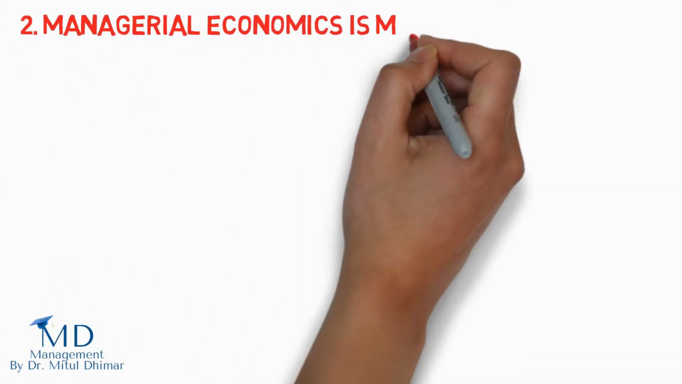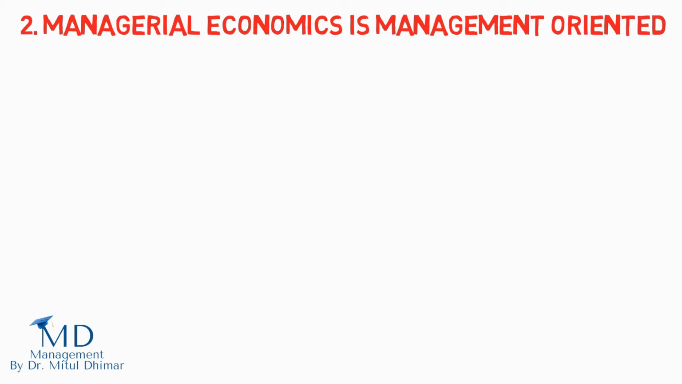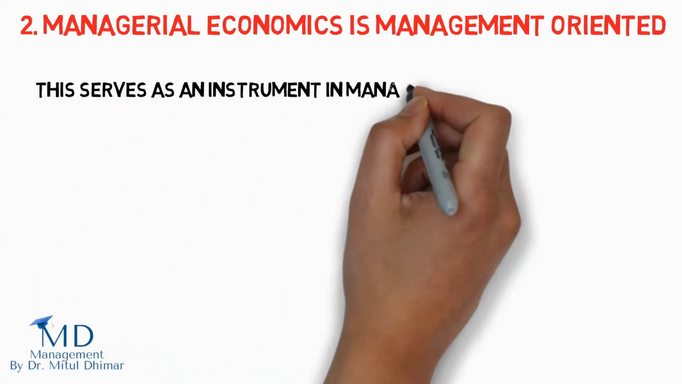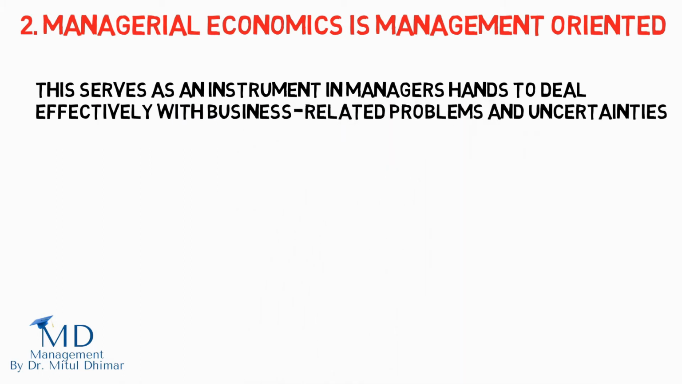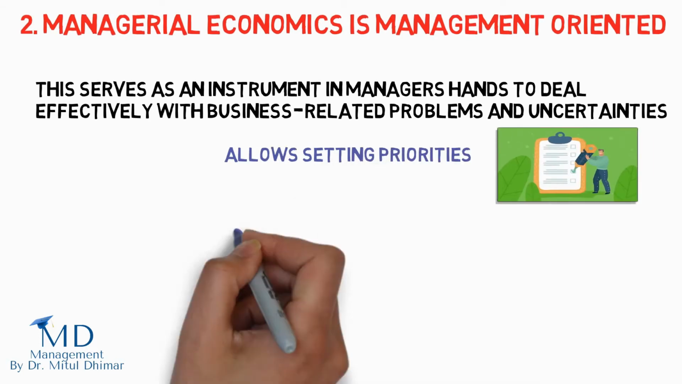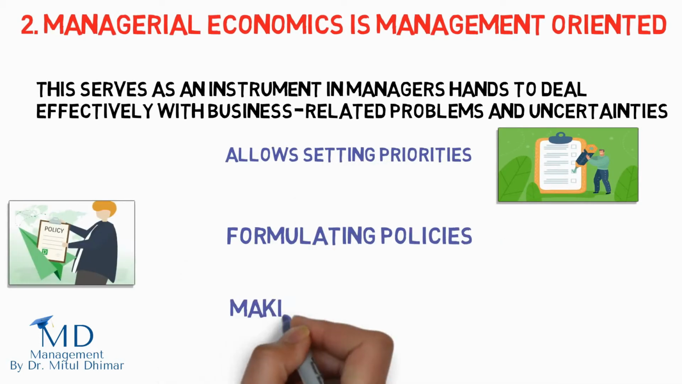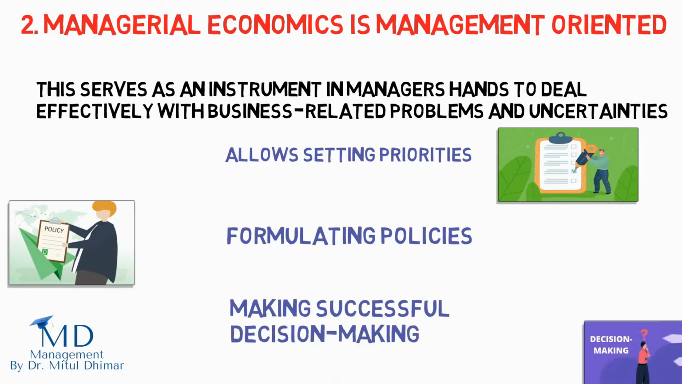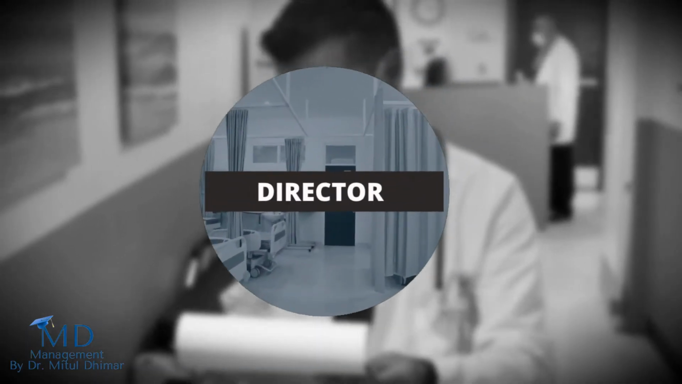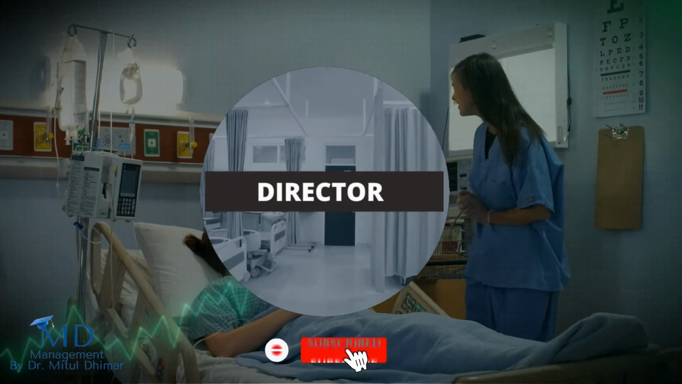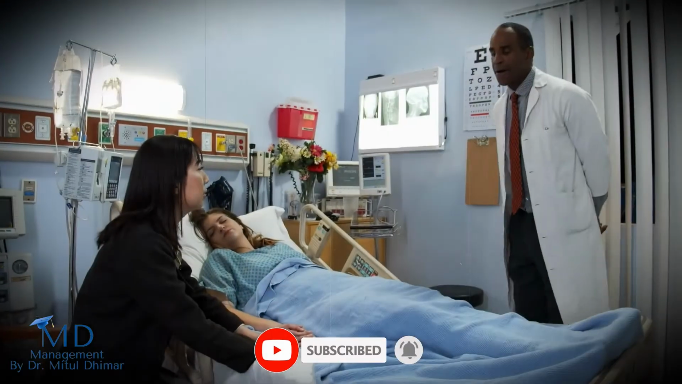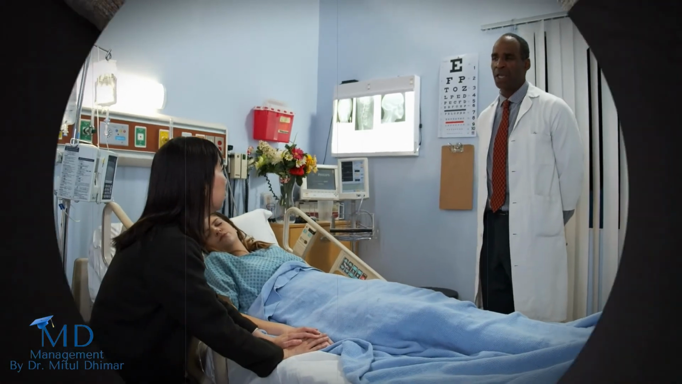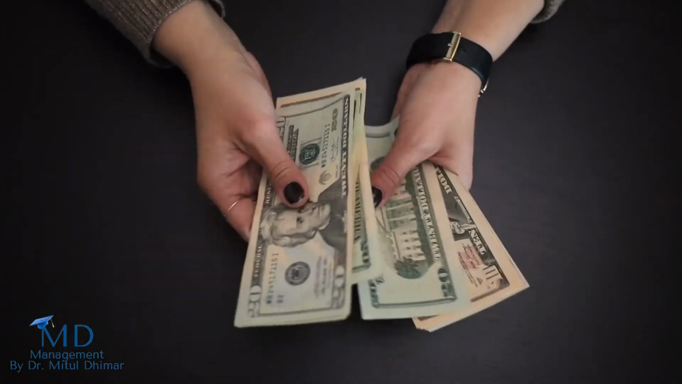Managerial economics is management-oriented. This serves as an instrument in managers' hands to deal effectively with business-related problems and uncertainties. This also allows setting priorities, formulating policies, and making successful decisions. For example, the director of a hospital makes a decision to raise the bed occupancy tariff for VIP patients. Then the choice will be successful only if occupancy increases with an increase in income.